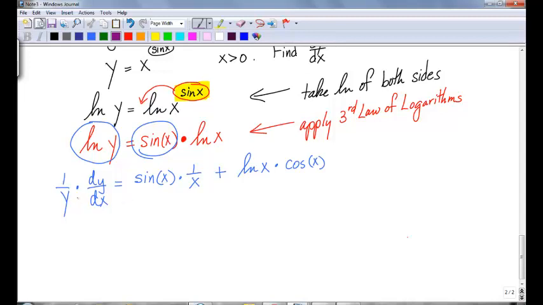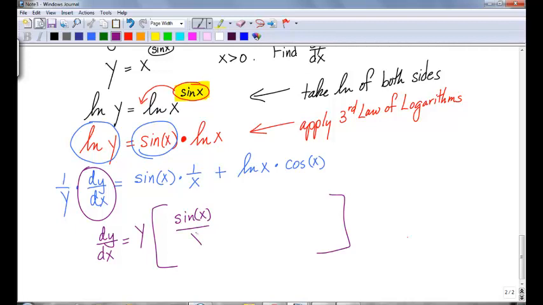We want to get this by itself, so multiply by y on both sides. So we'd have the derivative of y with respect to x equals. We're going to put that y in front. And I'm going to rewrite this as sine x over x plus the natural log of x times the cosine of x. Okay, so all I did was rewrite, put the sine x on top and the x on the bottom, and I multiplied by y. So I left out something up here.